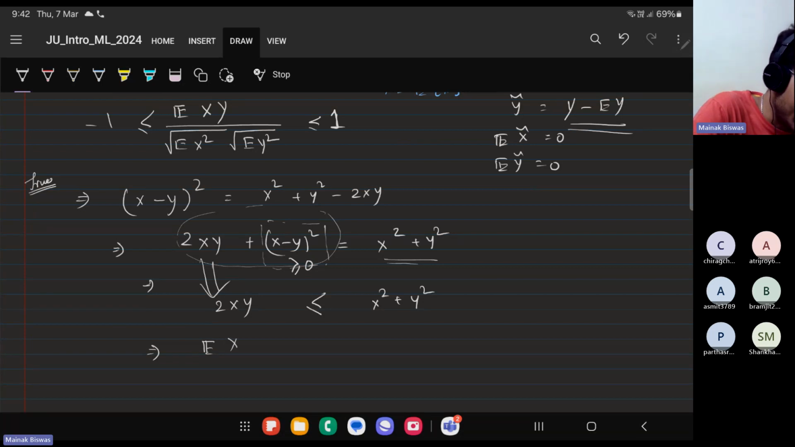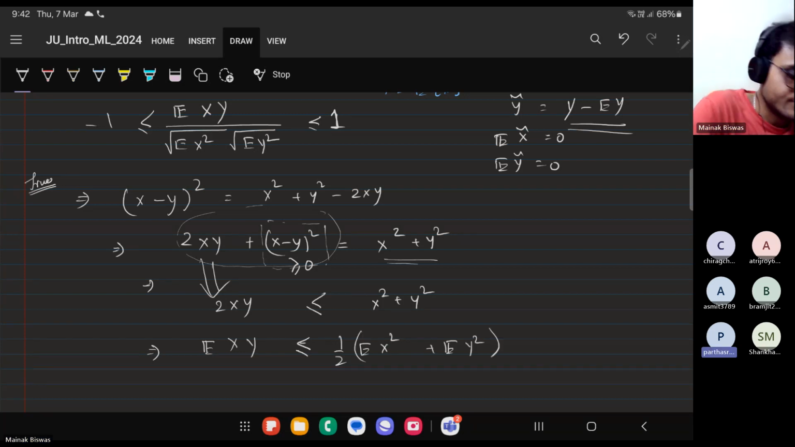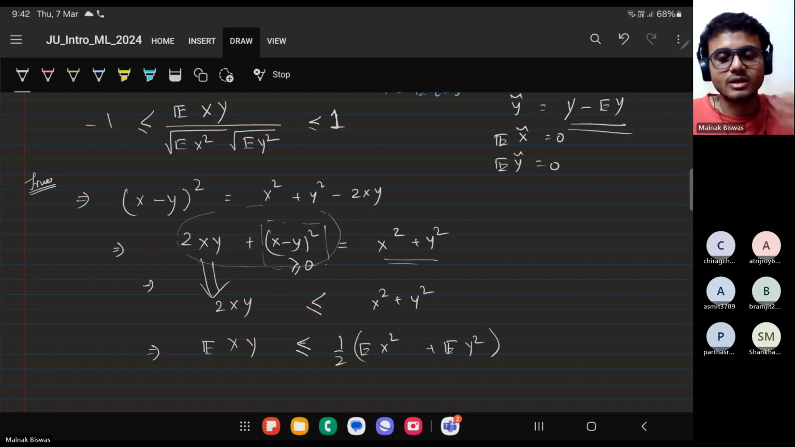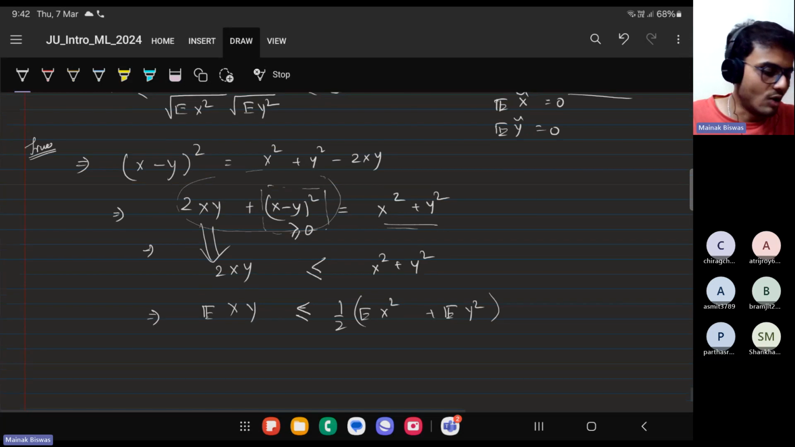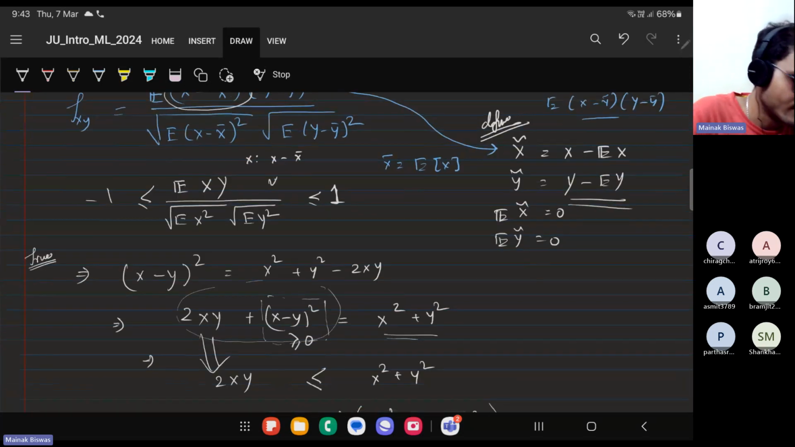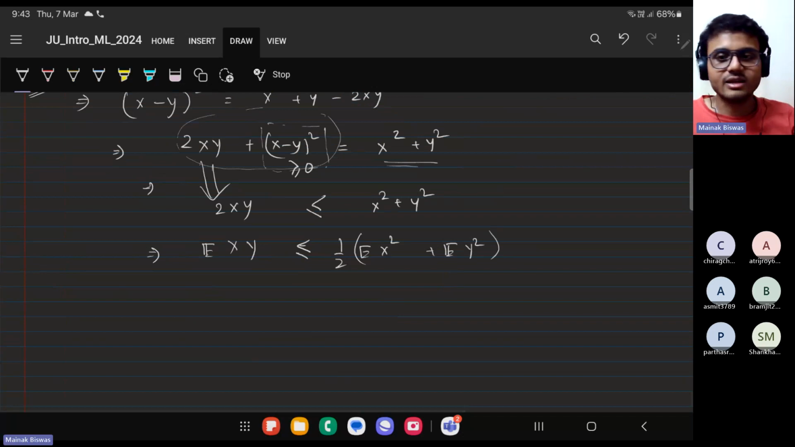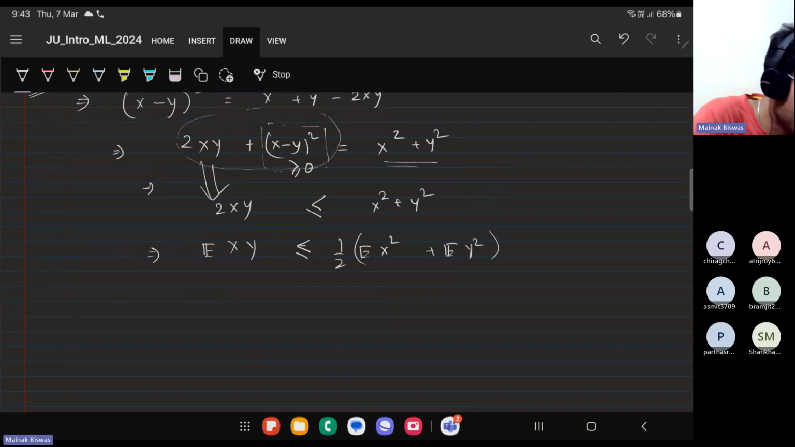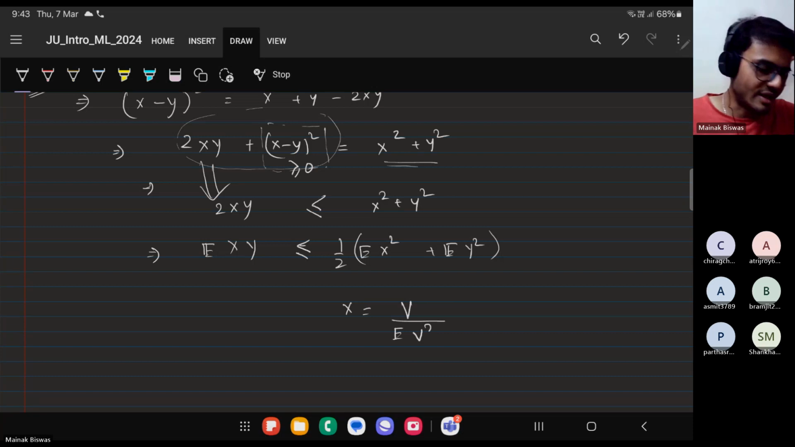Okay, so I'll get expected value of xy less than or equal to expected value of x whole square plus expected value of y square. Now tell me how do I convert this to this form. Again I can do another trick, I'm only playing tricks now. I'll write x as v divided by the square root of expected value of v square.